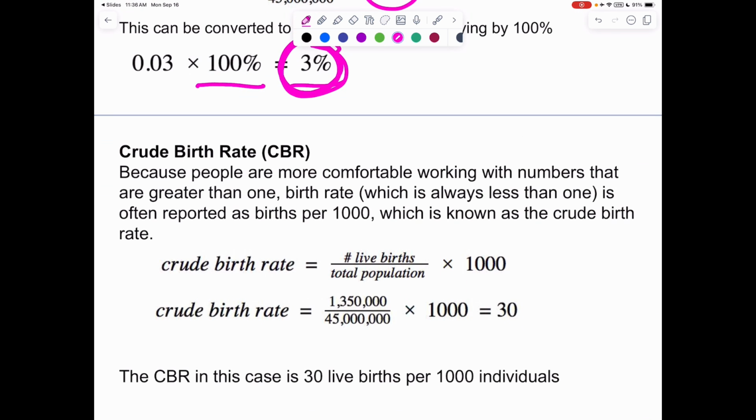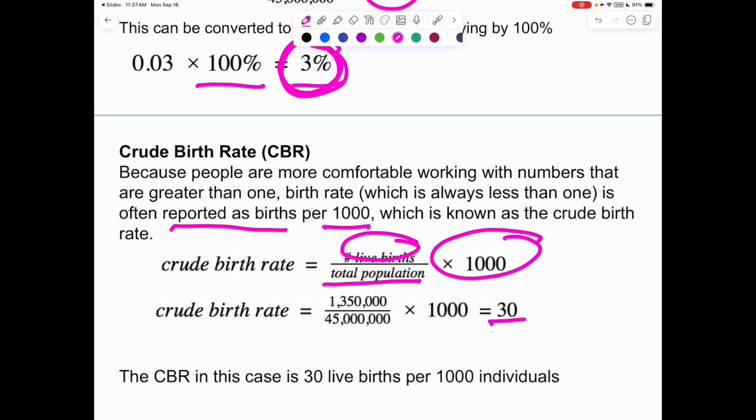There's also something called the crude birth rate. Sometimes people see a 3% birth rate and they're like, I don't know what that means. So we turn it into a number that people are more comfortable working with, and it's reported as a number of births per 1,000. Pretty much what we do is we take the same thing, live births divided by total population, and then we just multiply it by 1,000. So that means 30 live births per 1,000 individuals. If you ever see crude birth rate, that's what we're talking about there.